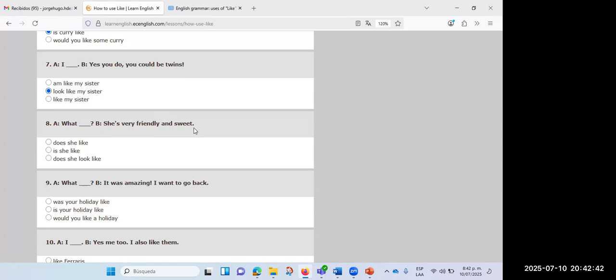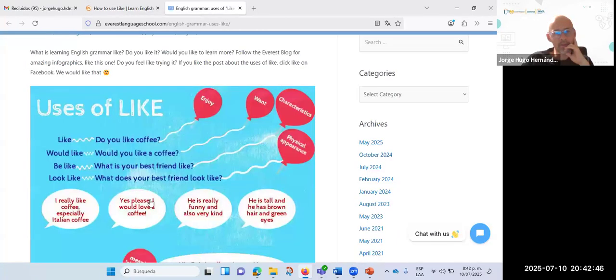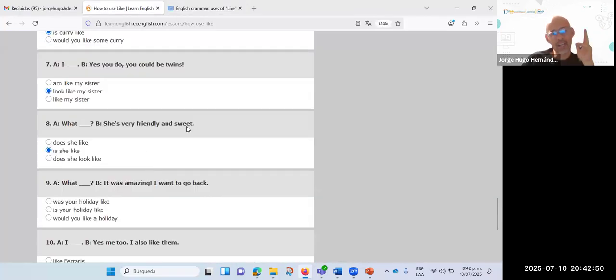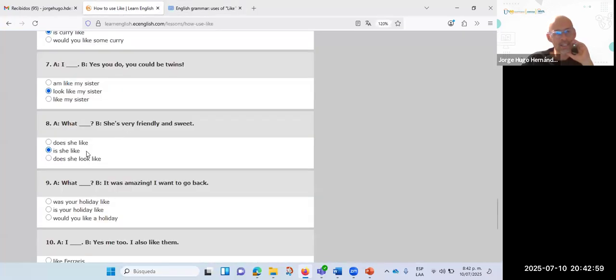Is she like? That's what you think. Okay, remember? General characteristic. When we say friendly and sweet, these are general characteristics. So we have to make the question with verb to be and like. So what is she like? And again, here, we find this question, what is she like?